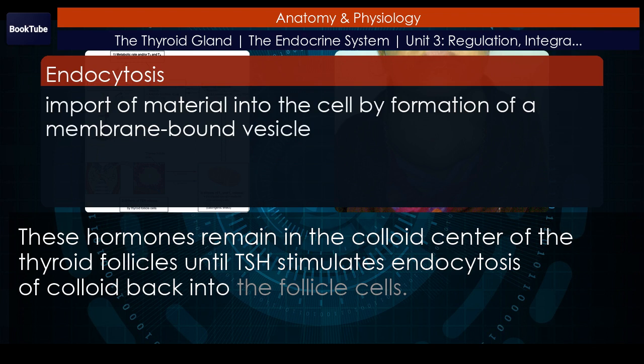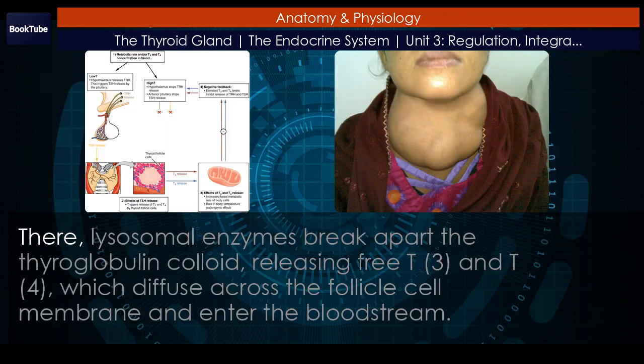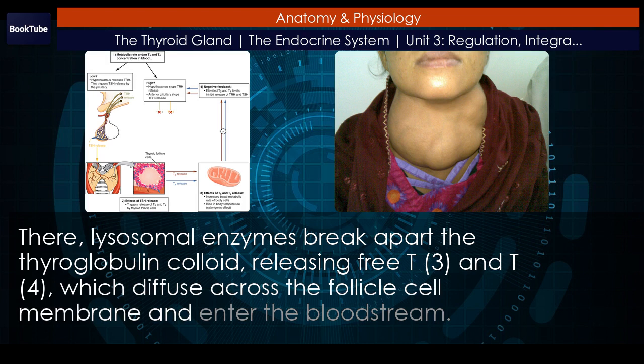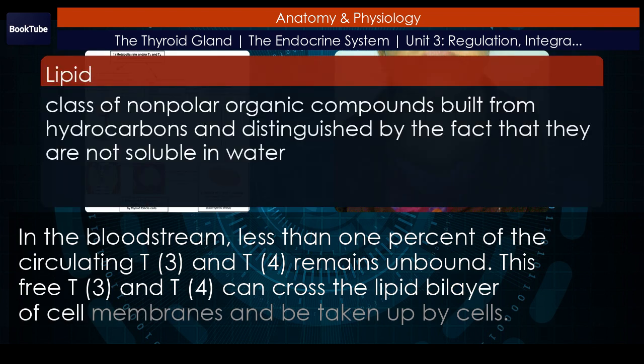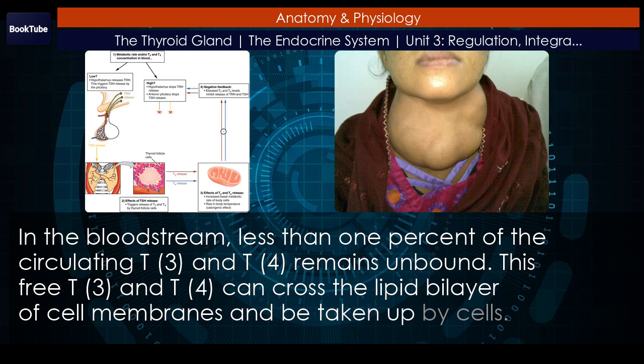endocytosis of colloid back into the follicle cells. There, lysosomal enzymes break apart the thyroglobulin colloid, releasing free T3 and T4, which diffuse across the follicle cell membrane and enter the bloodstream. In the bloodstream, less than 1% of the circulating T3 and T4 remains unbound. This free T3 and T4 can cross the lipid bilayer of cell membranes and be taken up by cells.